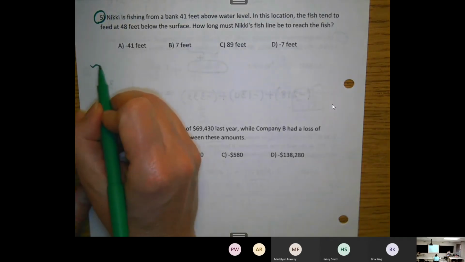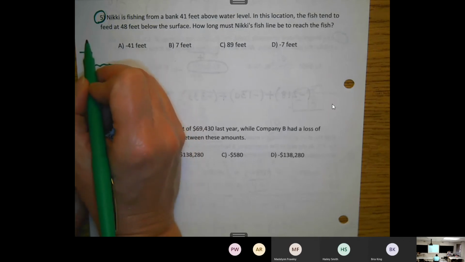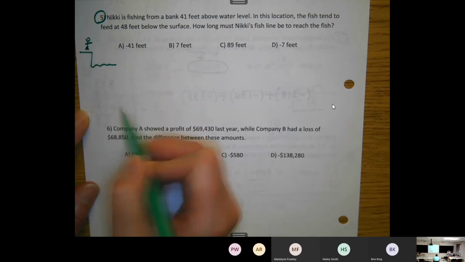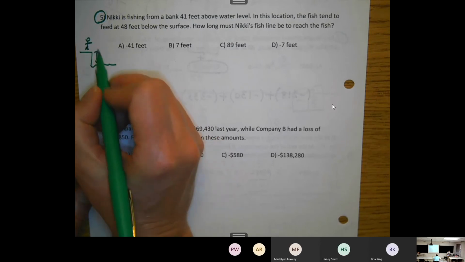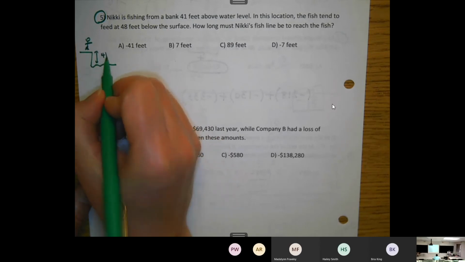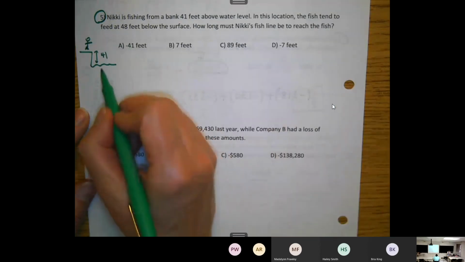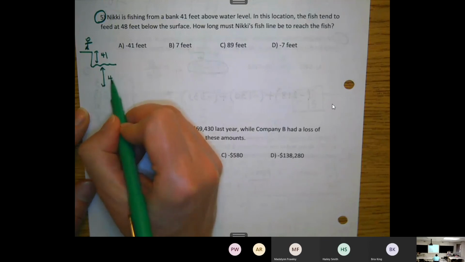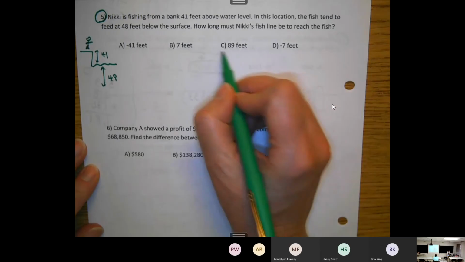So let's see, we've got some water. Nikki's fishing from a bank up above. Here's Nikki. It says that that bank is 41 feet above water level, and the fish, it says, tend to be 48 feet below water level. How long would her line have to be to reach the fish? Yeah, 89 feet. 89 feet, you got it.